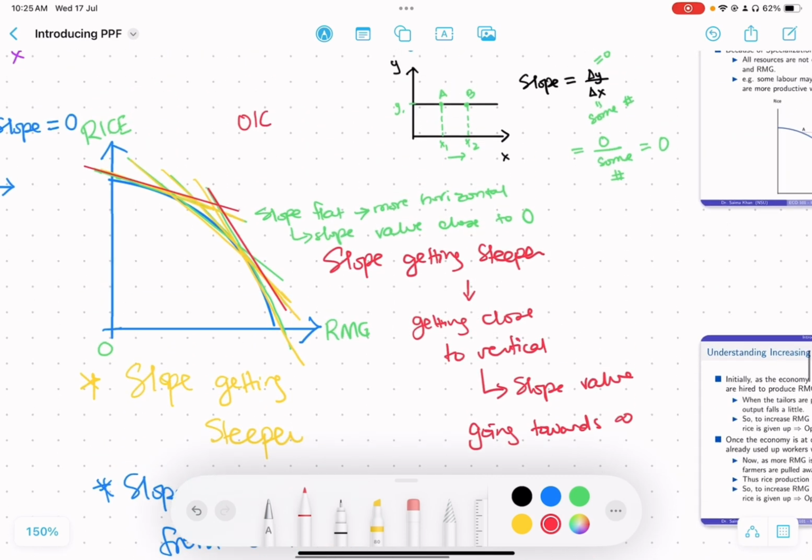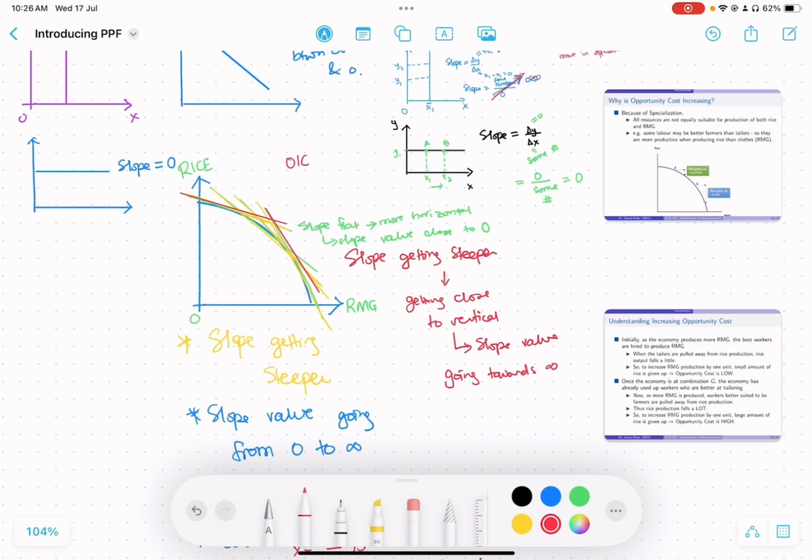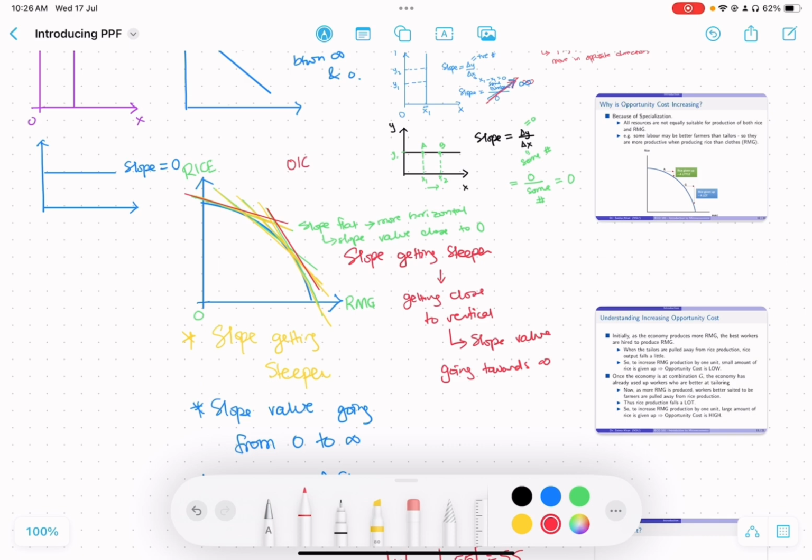So when we are looking at the absolute value, we see that the absolute value of the slope is going from 0 to infinity, which means the slope is actually rising. Here we went into a lot of detail to understand slopes, and I'm going to give you time to digest that. In the next video, I'm going to go into details on why the PPF exhibits increasing opportunity cost.